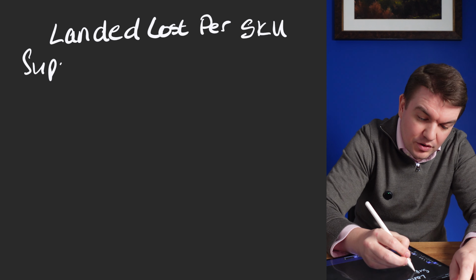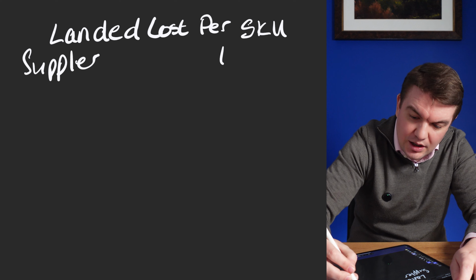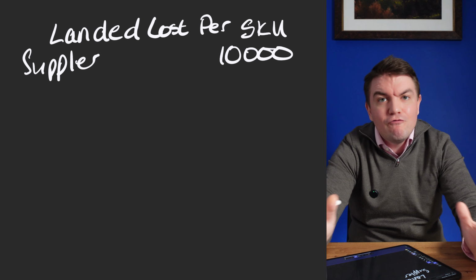So here we put supply cost in, and let's say it was £10,000 for 1,000 units. Now people get this wrong by just dividing that £10,000 by 1,000, thinking that's the only cost, and they get £10 as a landed cost per SKU. But it totally ignores all the other costs to get it to where you need to sell it.